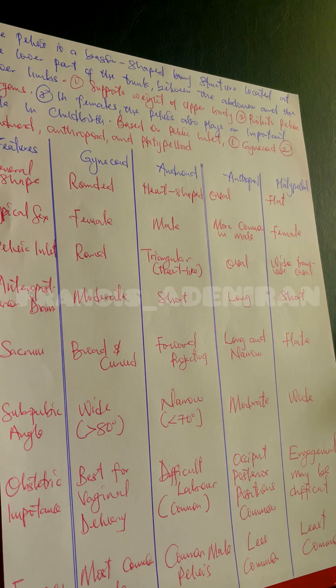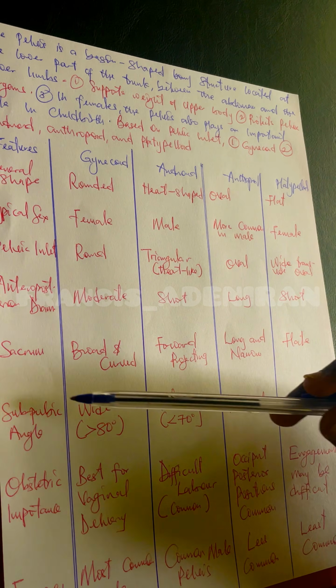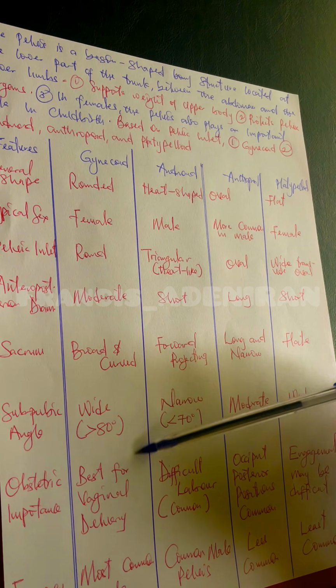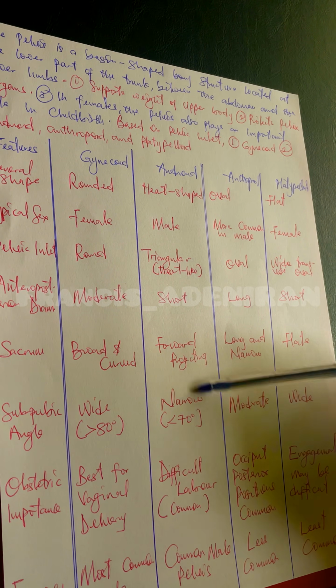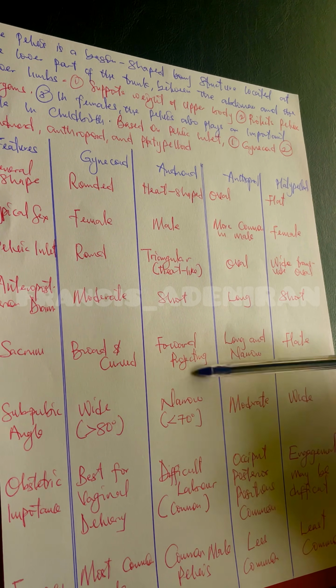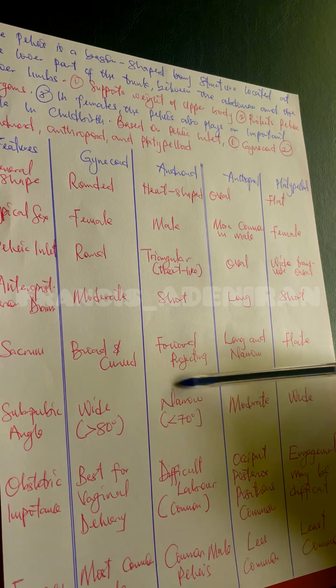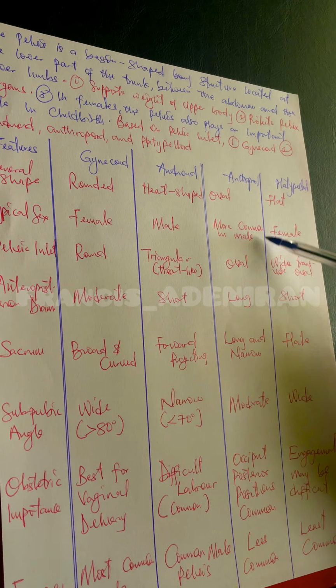So let's go to the next feature, which is the subpubic angle. For gynecoid, it is wide, greater than 80 degrees. For android, it is narrow, less than 70 degrees. For anthropoid, it is moderate, while for platypelloid, the subpubic angle is wide.